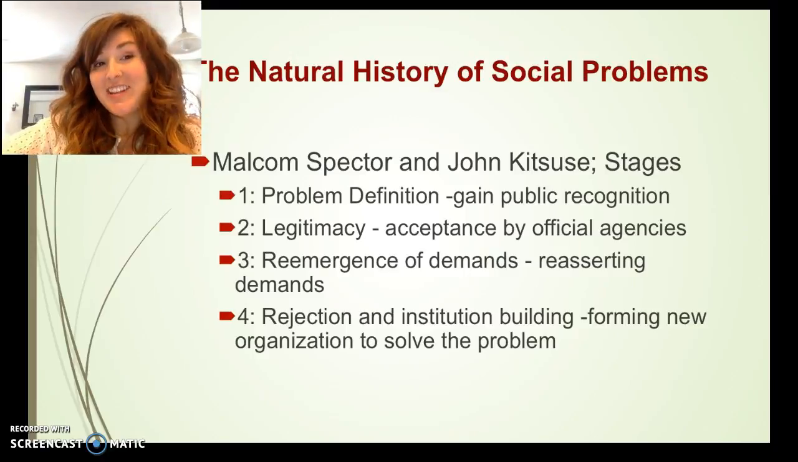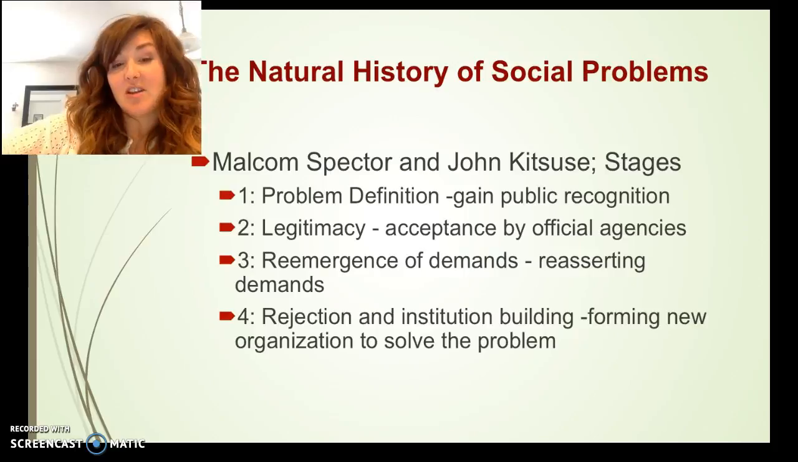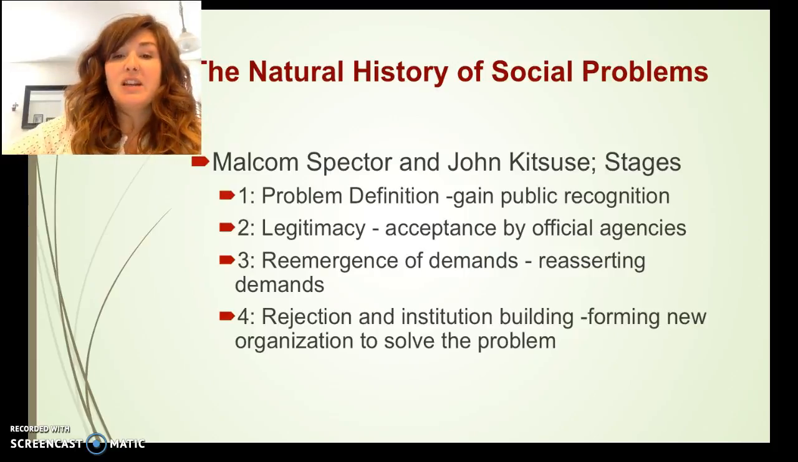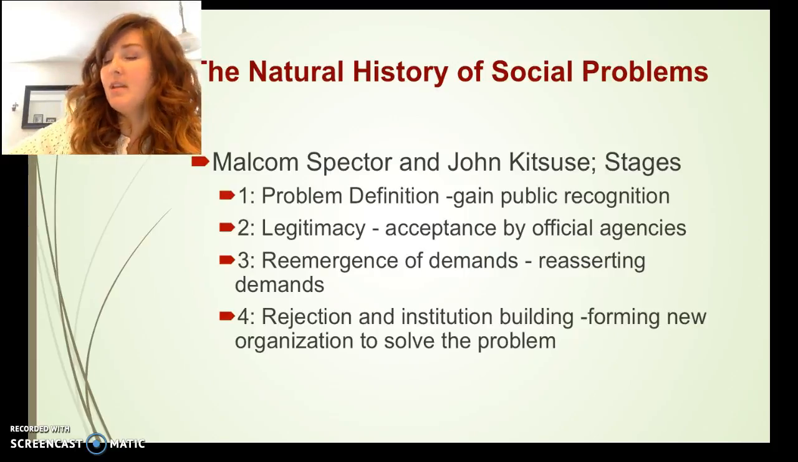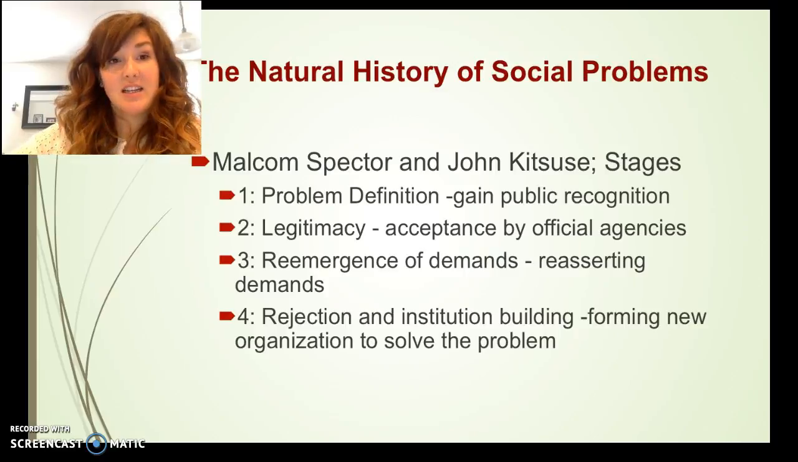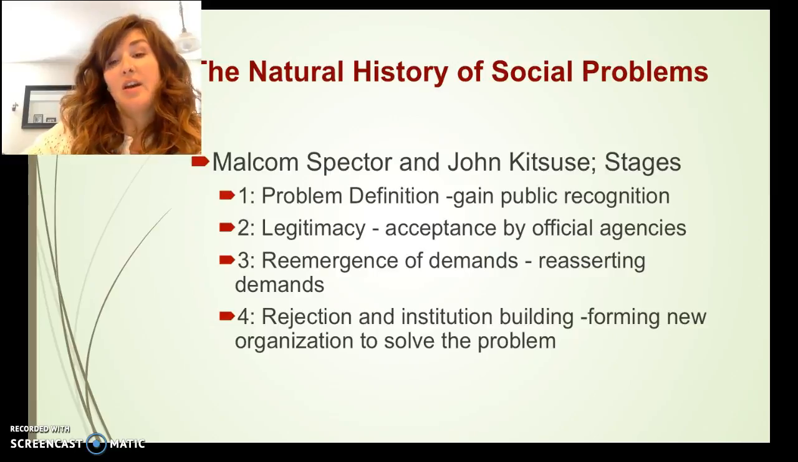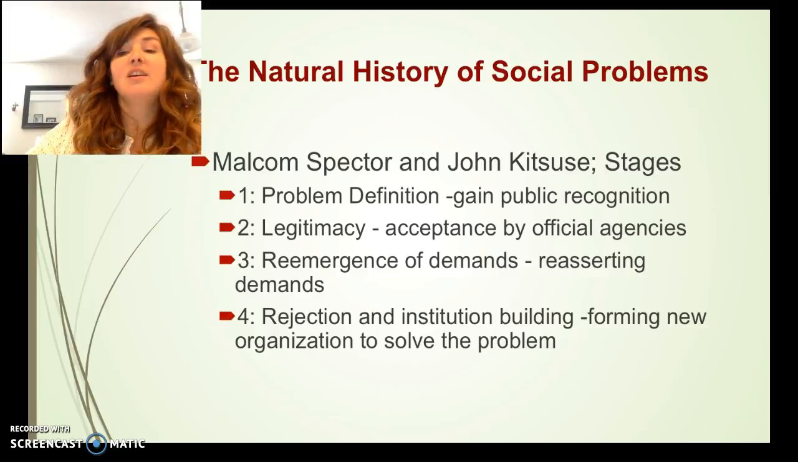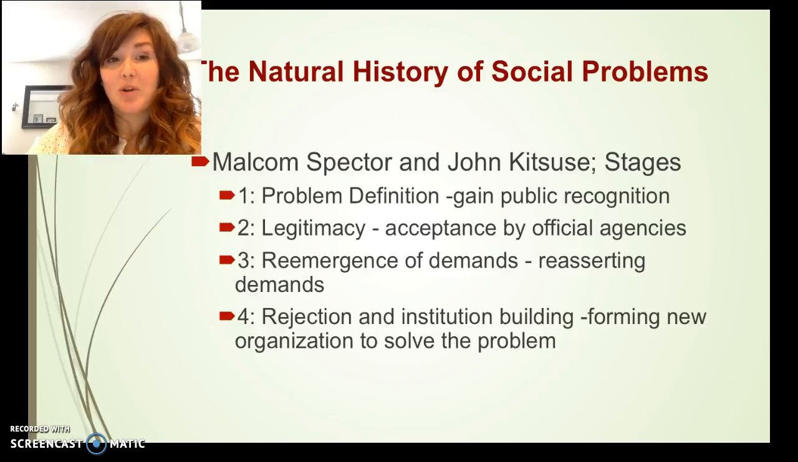Which foundational theory would fit that best? If you guessed functionalism, you were very right. Forming new organizations to solve problems, right? So we can identify that, like, police brutality is a social issue. It gained public recognition and now it is gaining official agencies' recognition. We have the reasserting of demands, what needs to happen, and then we have the rejection of institutions that are currently built and the forming of new organizations and institutions to solve the problem.